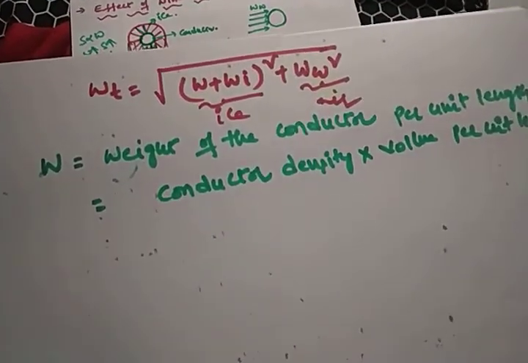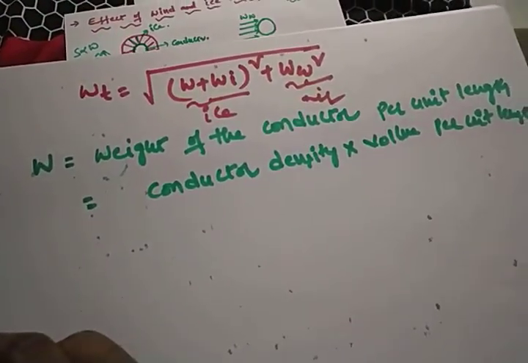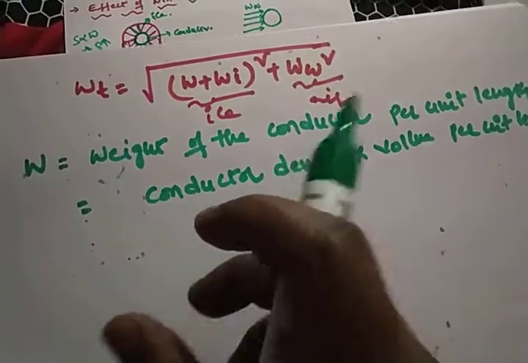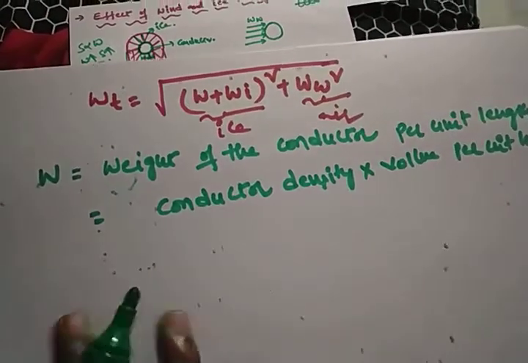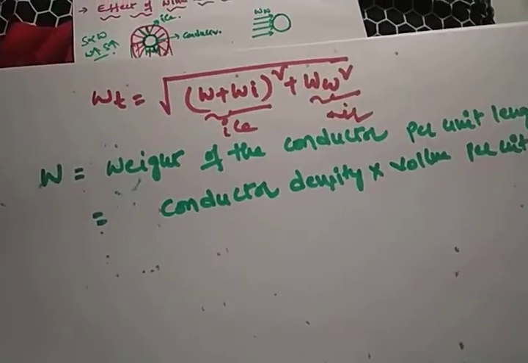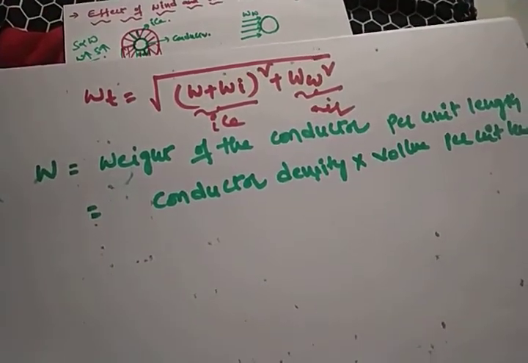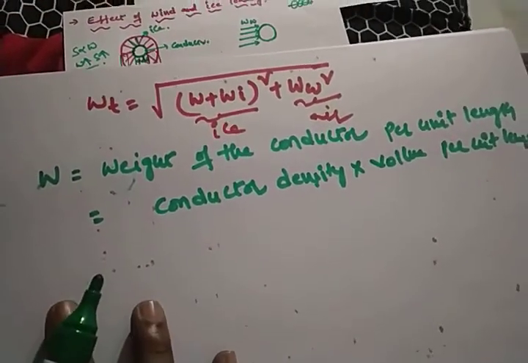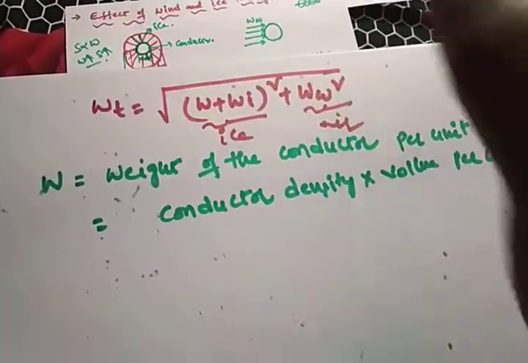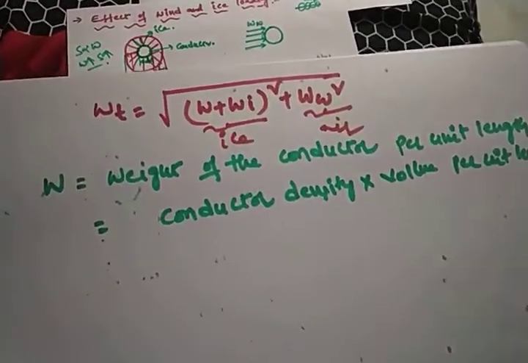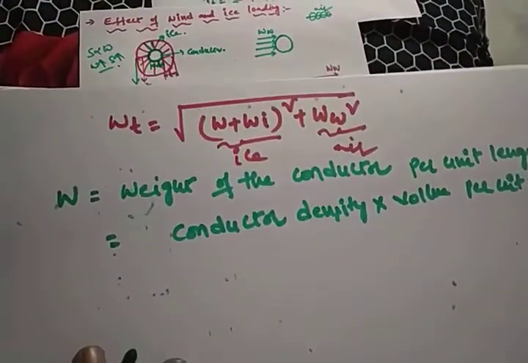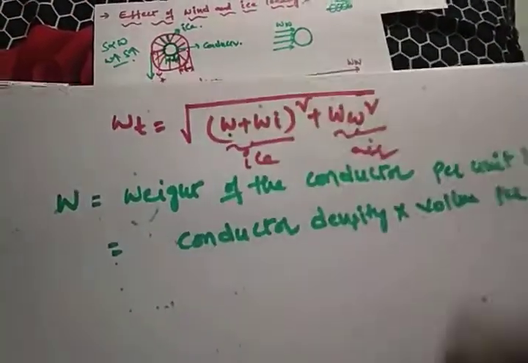So what is the first formula? W. W is nothing but the weight of the conductor per unit length, right? If it is directly given, you substitute W as the weight of the conductor per unit length. If they don't give it like this, and instead give the density of the conductor and the volume of the conductor, then you have to calculate the weight of the conductor. Then you substitute the W value over there.